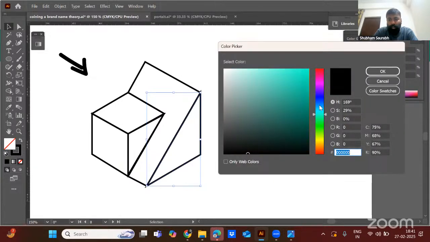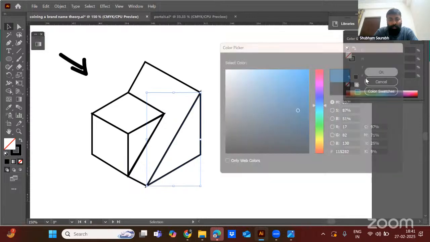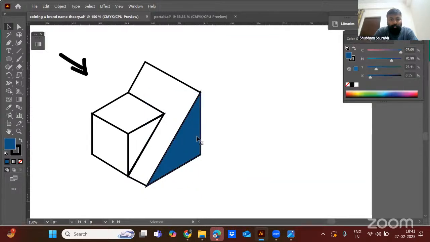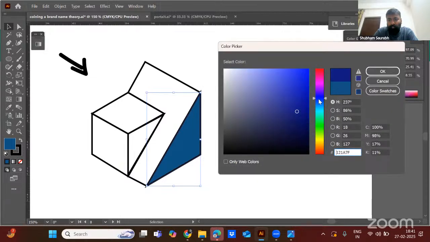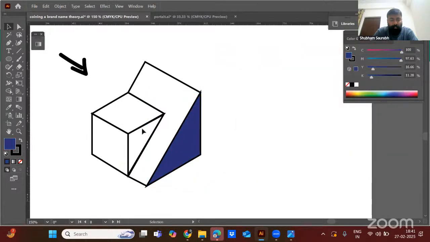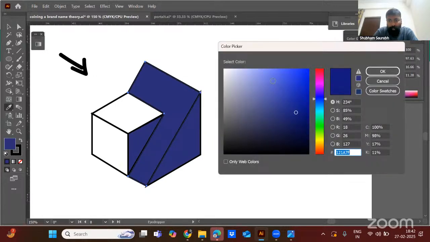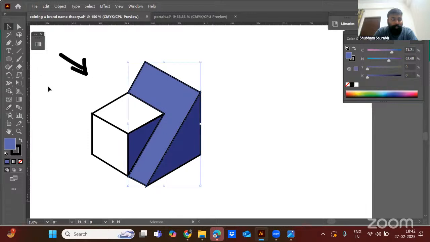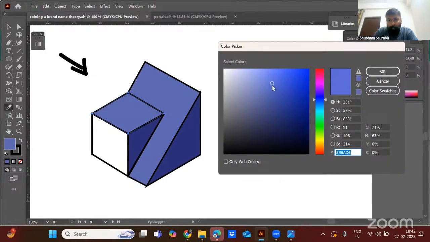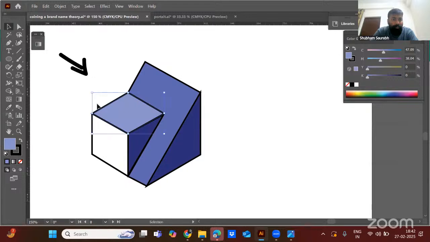So let's use a blue color, maybe. Let's use a darker blue here. Here also light is not reaching, so we'll use the same color. This is the place where the light is reaching more. So let's use a light blue here. This is also a place where the light is reaching. So here also we'll use a lighter blue, definitely. And here also a little bit less.